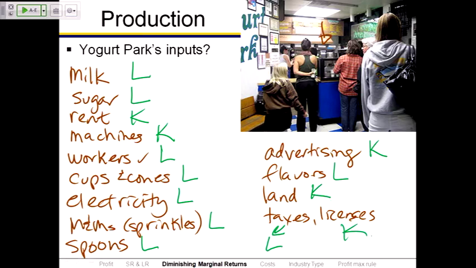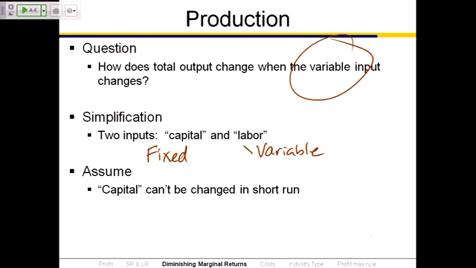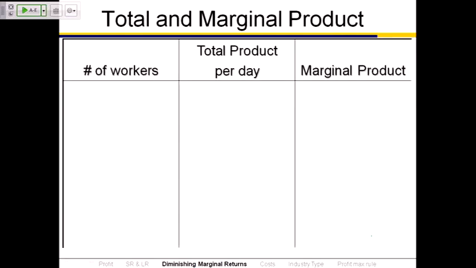We take all of these many inputs and we're going to divide them up into these two categories. One of them is capital and one of them is labor. The capital is fixed and the labor is variable. So now let's go to the next slide. Now let's look and see what happens to total output as we change the amount of workers. That is, as we change the amount of labor.